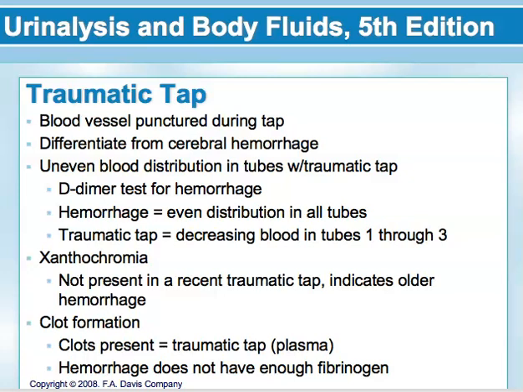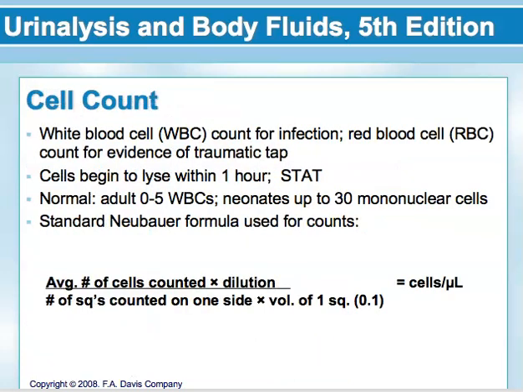Xanthochromic supernatant. Xanthochromia represents blood that has been in the CSF for an extended period of time, longer than the amount of time that it would take from a traumatic tap. However, a very recent hemorrhage could still produce a clear sample, so there is other testing that can be performed to interpret the results.